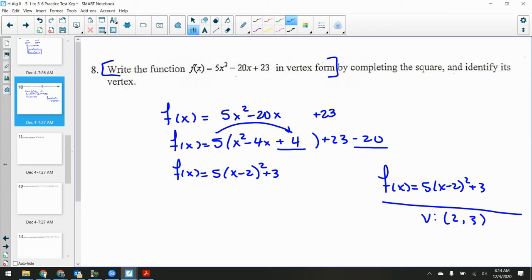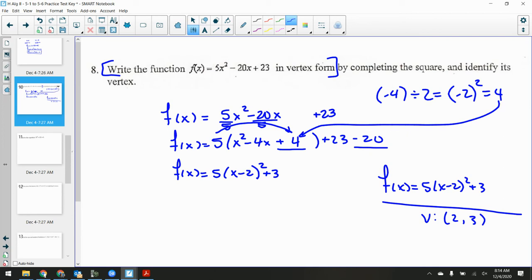Questions? Yeah, in the second part, where did you get the 4 from? I factored out the 5. That 4? The second 4. This 4. Yeah. I took negative 4, divided by 2, squared. Okay, that's completing the square.